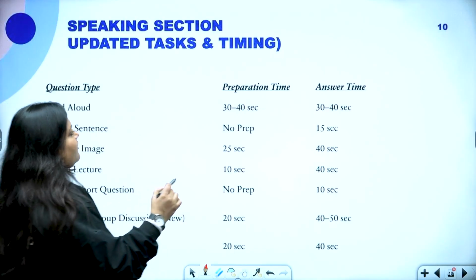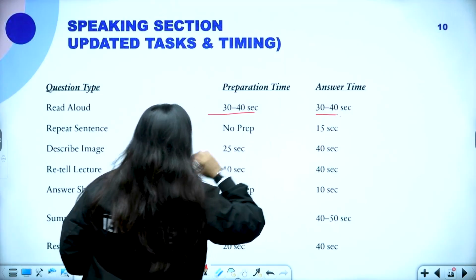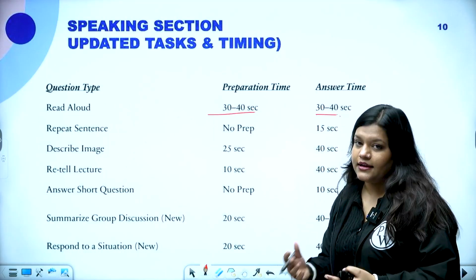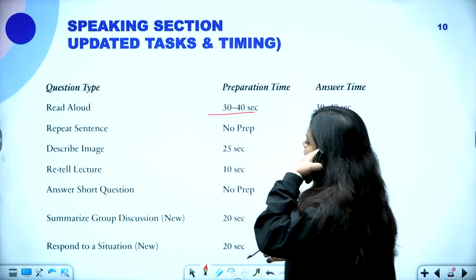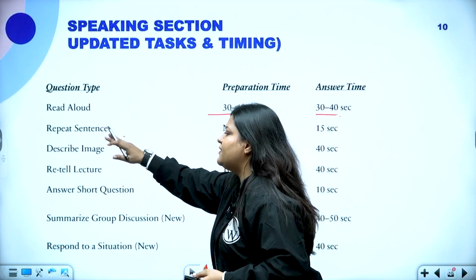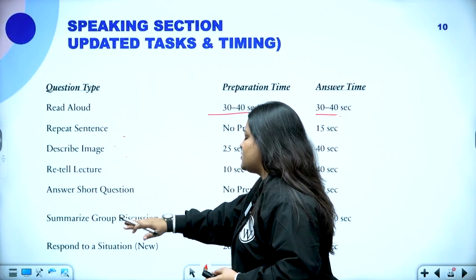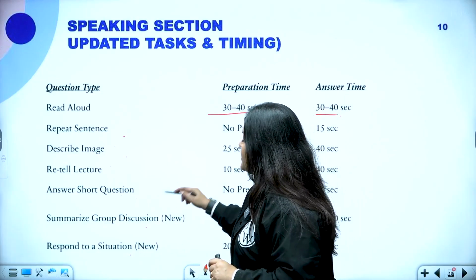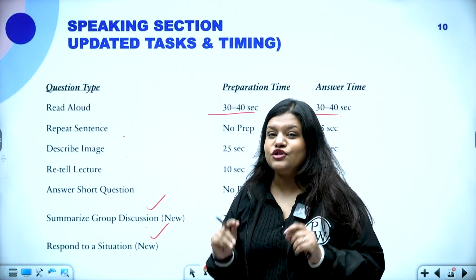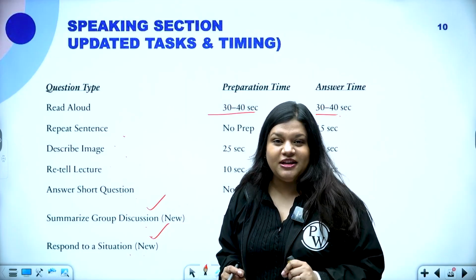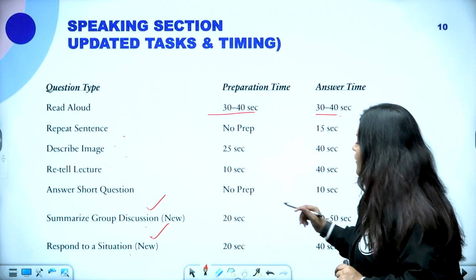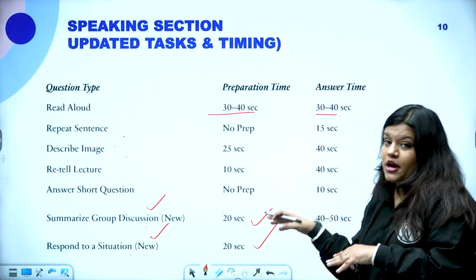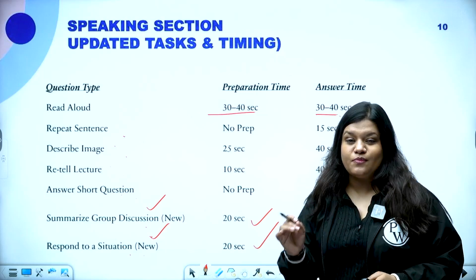Okay, now let's understand the preparation time. For read aloud, we have 30 to 40 seconds of prep time, and the answer time is again 30 to 40 seconds. Here you can see some of the questions added for the speaking module: read aloud, which I've already told you, repeat sentence, describe image, retell lecture, answer short question, summarize group discussion and respond to a situation. Earlier we were not having these two questions; they are newly added in our PTE examination. For them, the prep time is 20 seconds, and the answer time is 40 to 50 seconds for summarize group discussion and 40 seconds for respond to a situation.